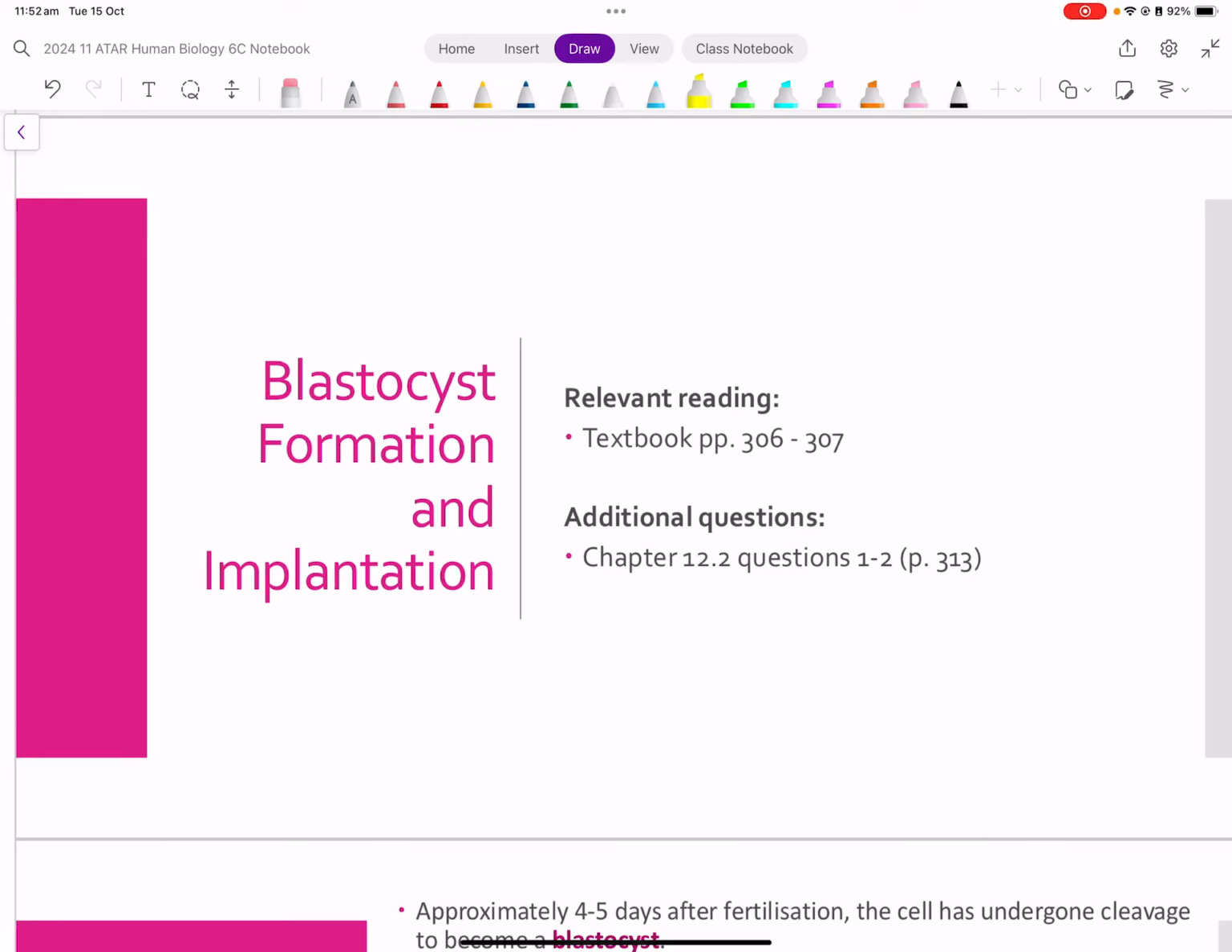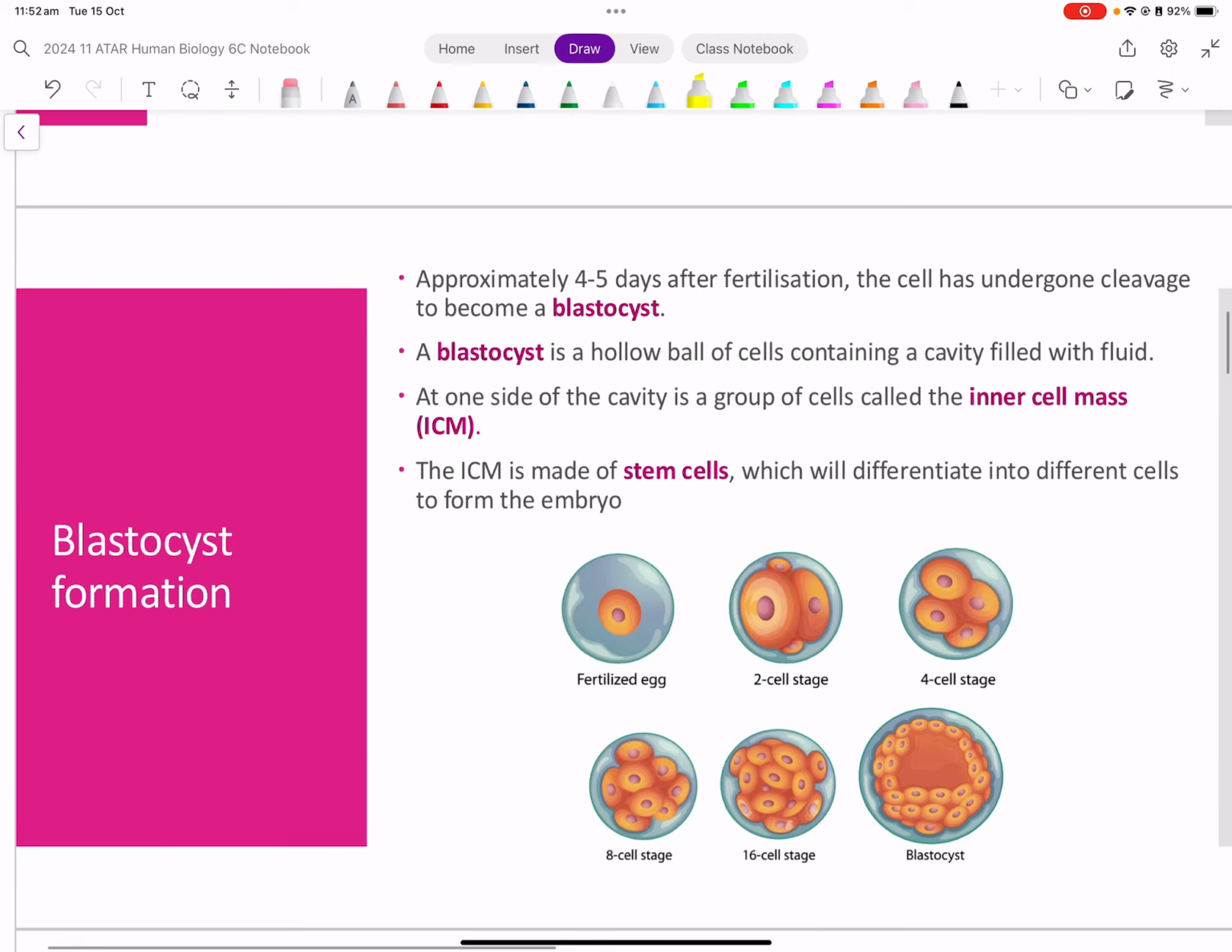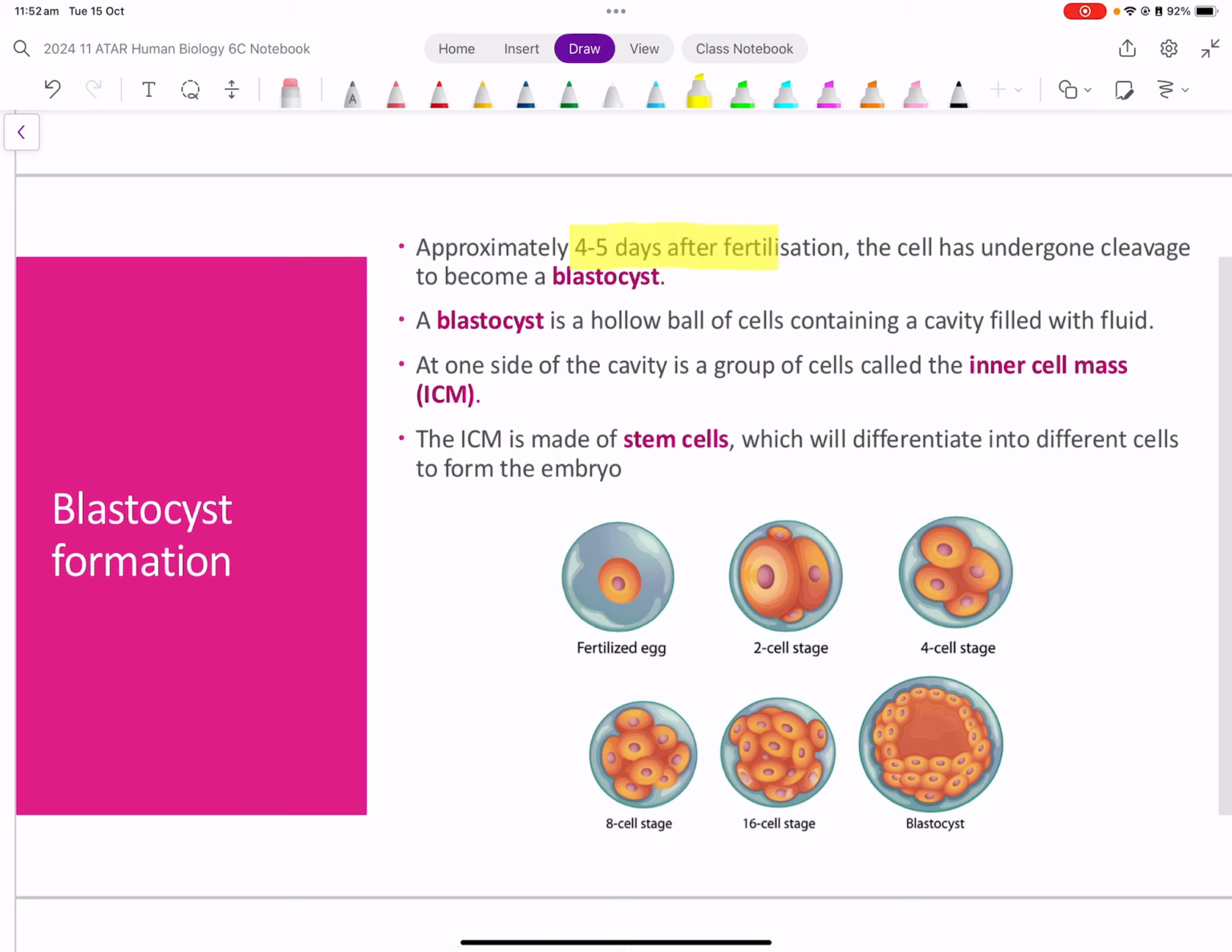Following on from fertilisation, we're now going to have a look at a nice short one about what happens to this embryo following that process. So, about 4 to 5 days after fertilisation, the cell continues to undergo cleavage. And cleavage is a very fancy way of saying lots and lots of mitosis. And we can see that really clearly in the diagram.